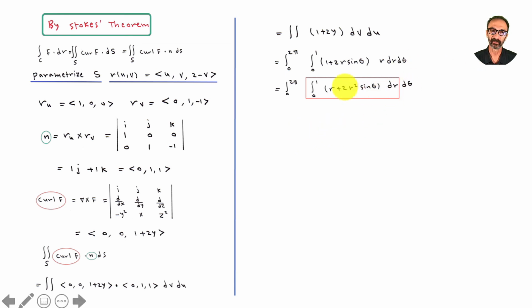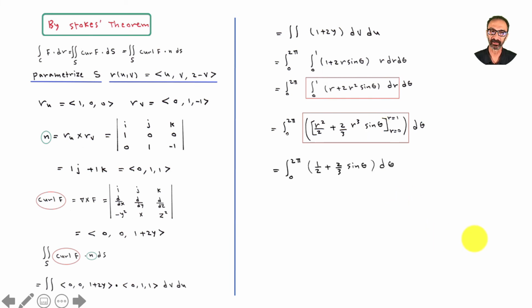Taking care of the first integral with respect to r, theta is constant in our point of view for now. It's not too hard to integrate r plus 2r to the second times a constant with respect to r. Plug in 1 and 0. R to the second becomes r to the third over 3, and r becomes r to the second over 2. We leave this alone. It's a constant. Plug in 1 and plug in 0. There's no need to plug in 0. It's going to cancel. Now integrate this with respect to theta and plug in 0 and 2 pi.